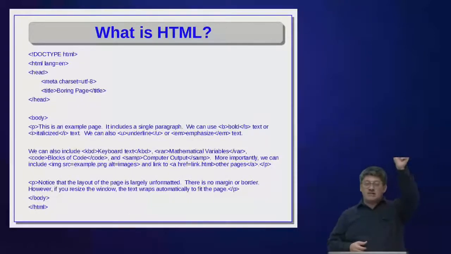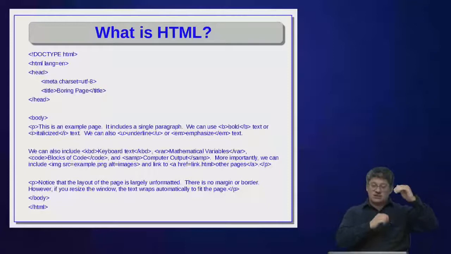Again, notice we have doctype HTML at the very top. Below that, we have HTML lang equals en, so it knows it's English. We have head and /head to mark the head section. We have our character set in the meta tag. We have the words "boring page" for the title. And then in the body section, we have the rest of our page.